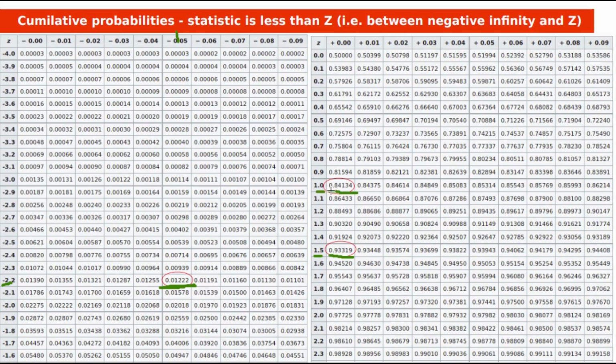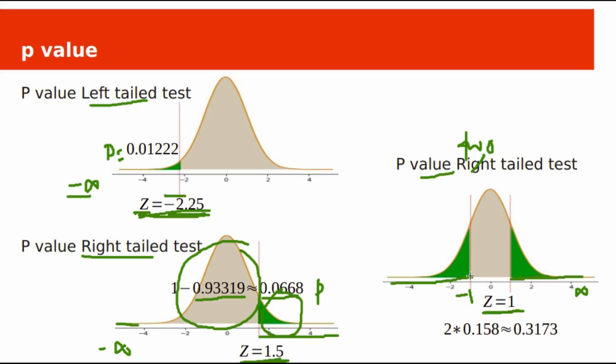So you have to subtract this cumulative probability from 1. This value is 0.84134. So 1 minus 0.841, if you subtract that, you will get the value 0.158. Because it is a two-tail test, rejection region will be on both sides. So just multiply this value by 2. You will get the p-value for this two-tail test. The result here is 0.3173.